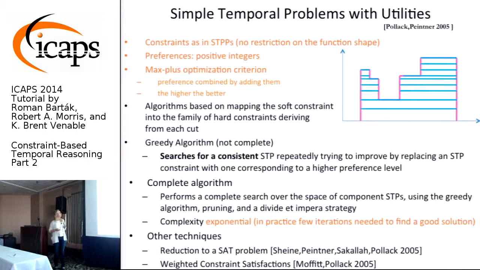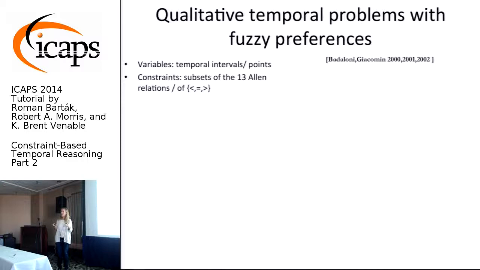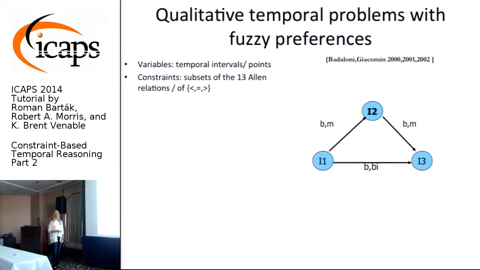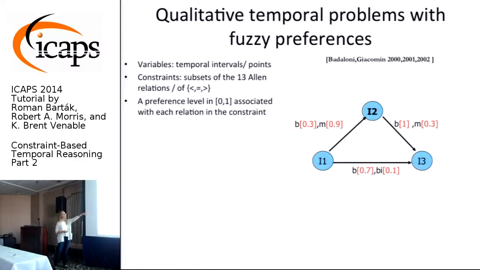okay? Just one slide on qualitative networks. They have been extended, in parallel actually, to the quantitative frameworks. So we're extending Allen's algebra and the point algebra. So here's an example of Allen's algebra. What Badaloni and Giacomini and others proposed was to basically label each relation with a preference level. And they fuzzified, actually, the algebra. So these were, again, fuzzy preference levels.